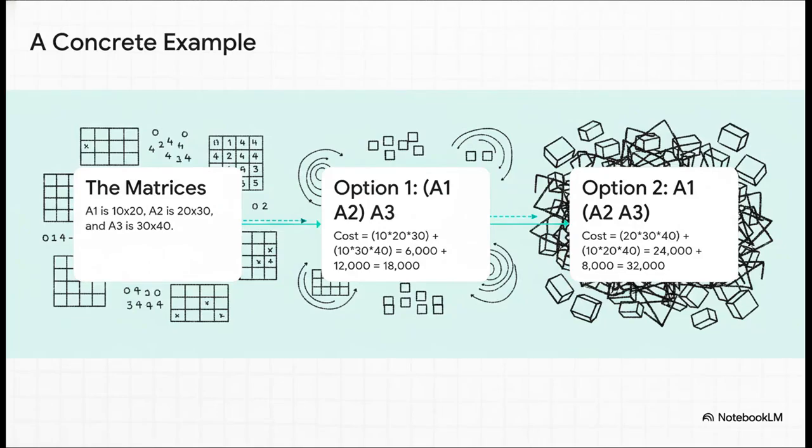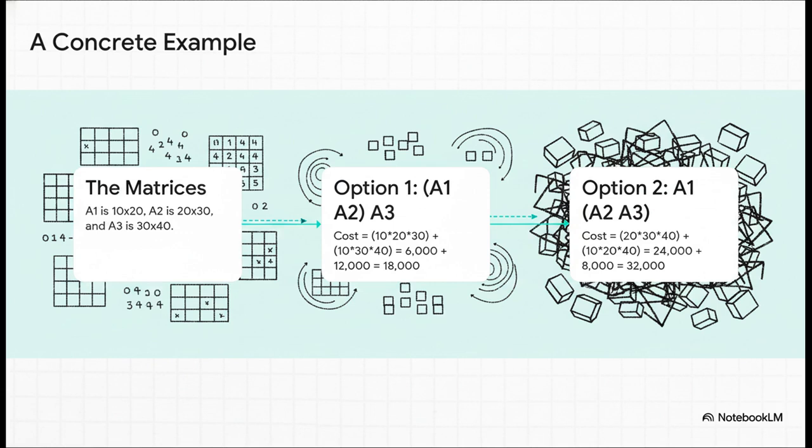And boom, here's where it all clicks. Just look at these numbers. If we do A1 times A2 first, then multiply that result by A3, it costs us 18,000 operations. But if we do it the other way, A2 times A3 first, and then multiply A1 by that result, the cost skyrockets to 32,000. It's the exact same matrices, the exact same final answer, but it's nearly double the work.